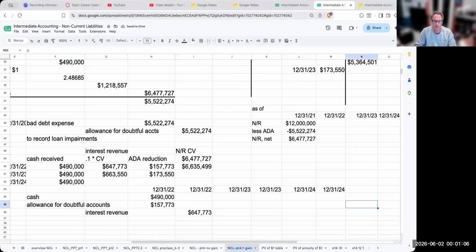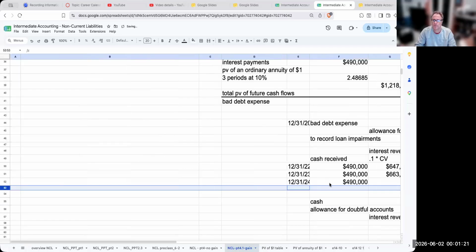Okay, then over here, cash is never going to come over here and change. I'm always receiving that money. But then over here, my interest revenue is going to be this part over here. And then my ADA reduction will be right below it, right over here.